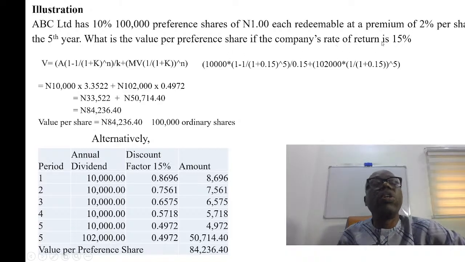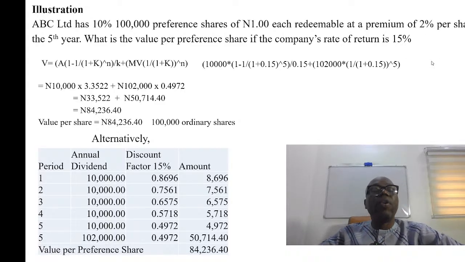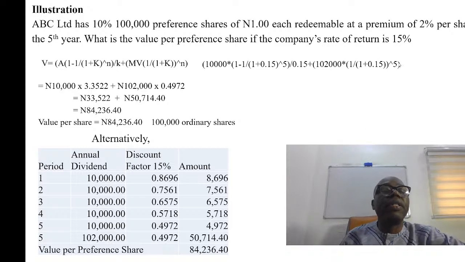That works out to 102,000. 2% of 100,000 is 2,000 plus that 100,000. That's 102,000. So that's what they are going to pay. So that's why we see it here, and then we replace everything.